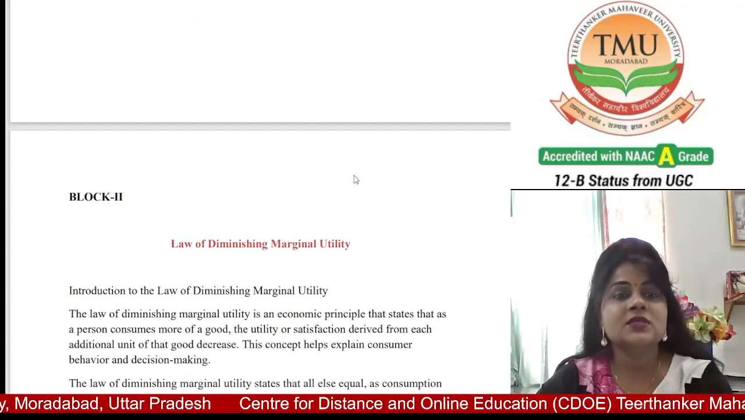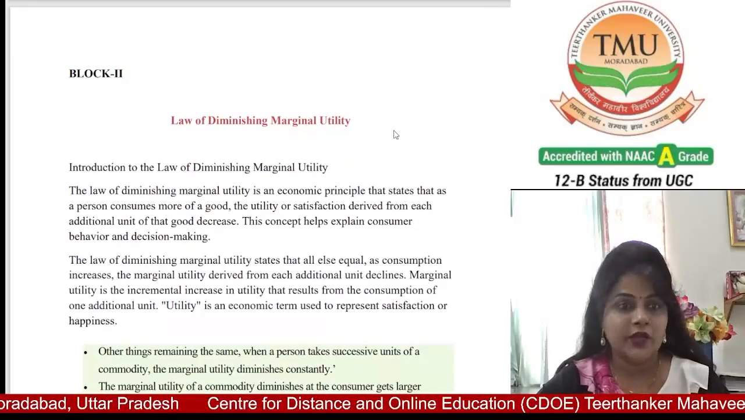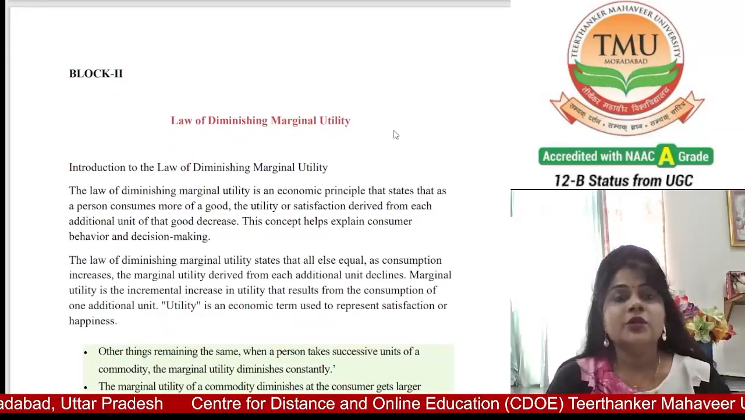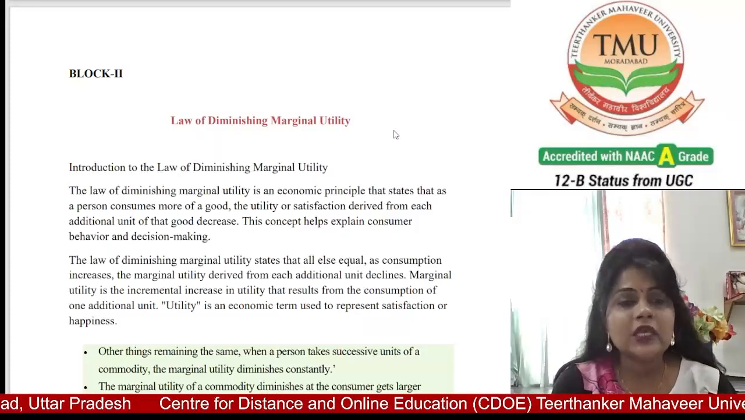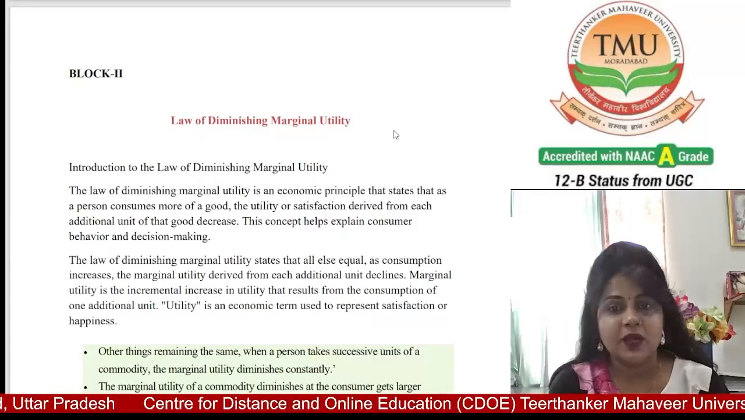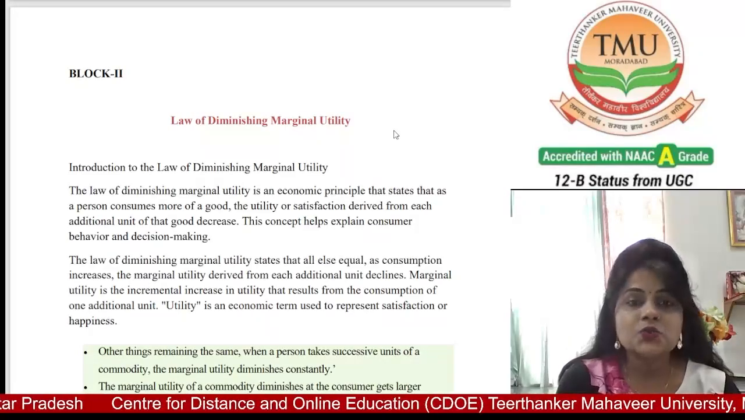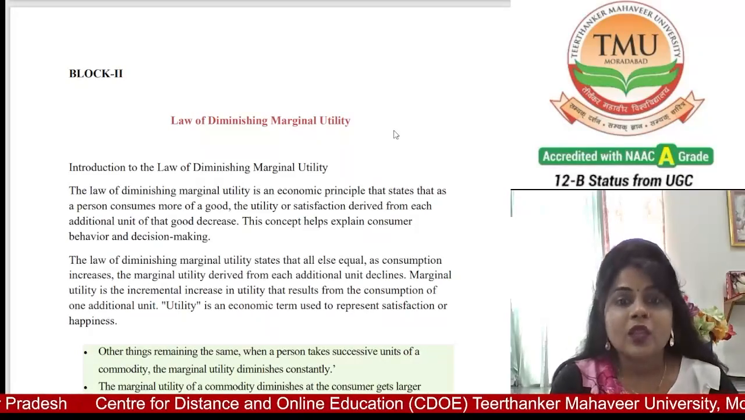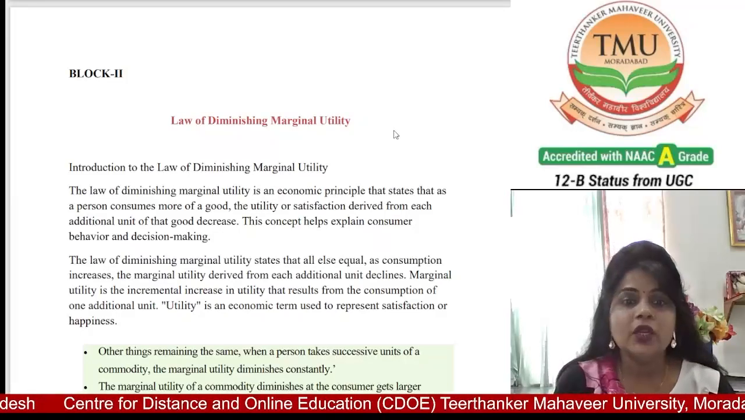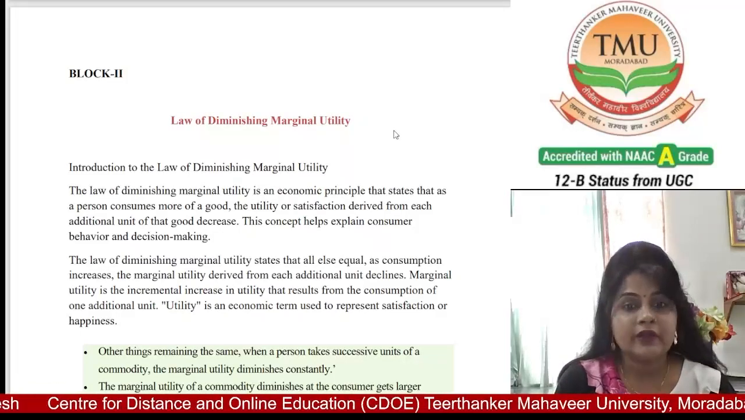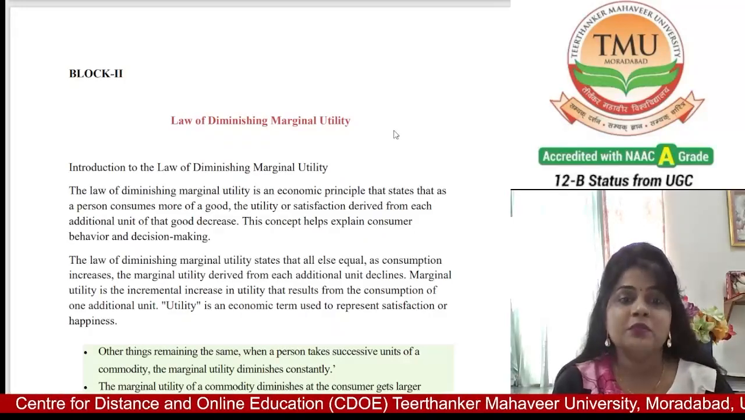Today, students, we discuss the topic of the law of diminishing marginal utility. Introduction to the law of diminishing marginal utility. The law of diminishing marginal utility is an economic principle that states that as a person consumes more of a good, the utility or satisfaction derived from each additional unit of that good will decrease. This concept helps explain consumer behavior and decision making.